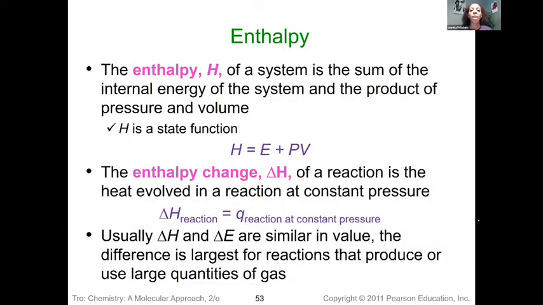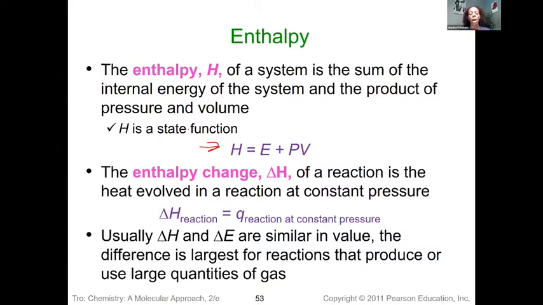So the enthalpy, or H, of a system is the sum of the internal energy of the system and the product of pressure and volume. And so you can see the equation associated with enthalpy, which is shown for you here. Oftentimes you can measure enthalpy, and what ends up happening is the reaction is the heat evolved in a reaction at constant pressure.